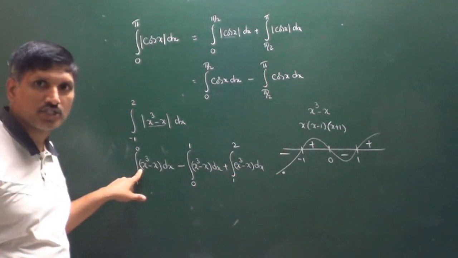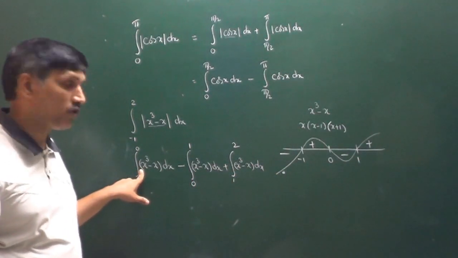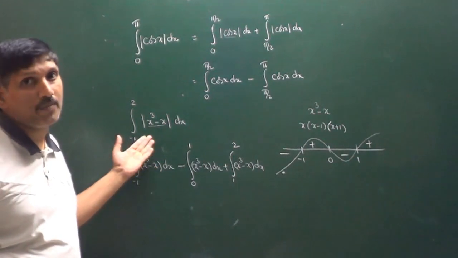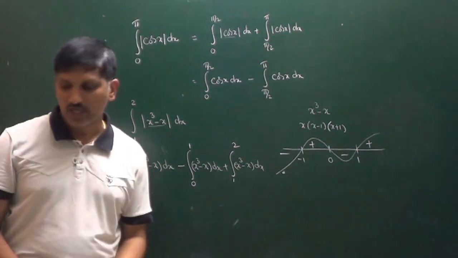The integration of x cube, you know, is x power 4 by 4. Here x square by 2. Upper limit minus lower limit. We can proceed.